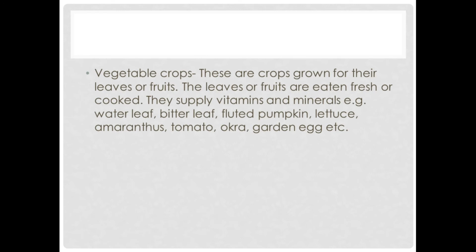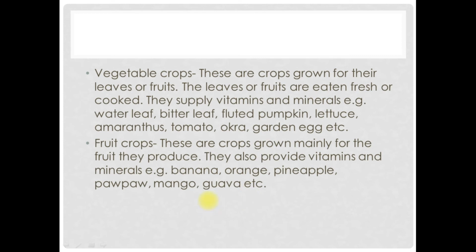We also have vegetable crops, and these plants are mainly grown for their edible leaves, but we have others that have edible flowers, and others that have edible fruits. For example, we've got cabbages, we've got kale, we've got tomatoes. There are also fruit crops under the food crops, and these are mainly grown for the fruit they produce. For example, we have bananas, oranges, pineapples, pawpaw, mangoes, etc. There are a lot of them.